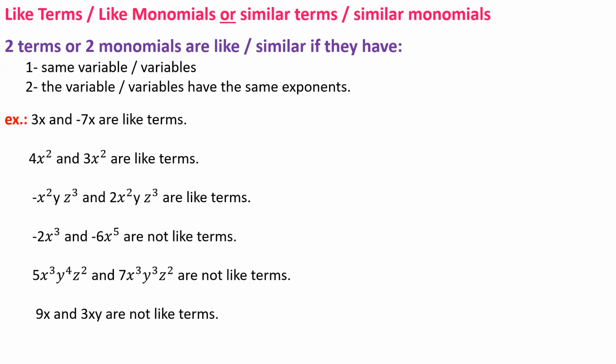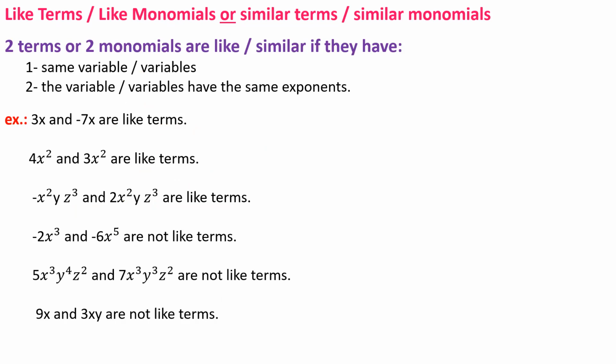Now I will be talking about like terms or like monomials, similar terms or similar monomials. In English, when I say two things are like or two things are similar, they have something in common. They look the same in something. Let me tell you, when do we talk about like terms or like monomials?